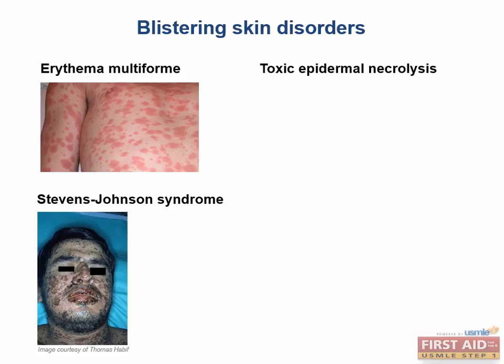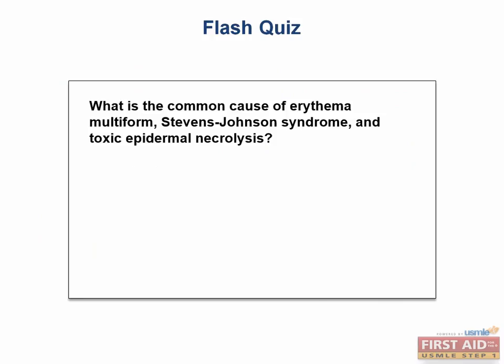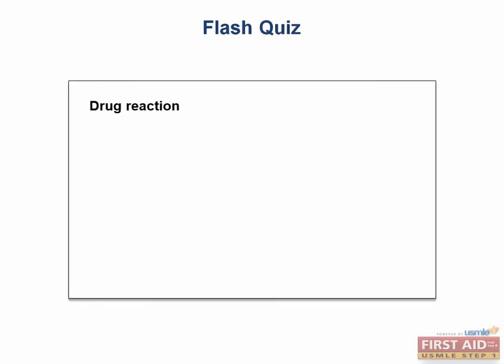SJS, in contrast to EM, also has a more concerning skin finding, usually including bulli with necrotic areas, particularly orally, and is found along with systemic signs like fever. What's it called if more than 30% of the skin is involved? TEN. This is life-threatening, and the skin is literally sloughing off. Let's have a flash quiz. What is the common cause of EM, SJS, and TEN? Drug reaction.